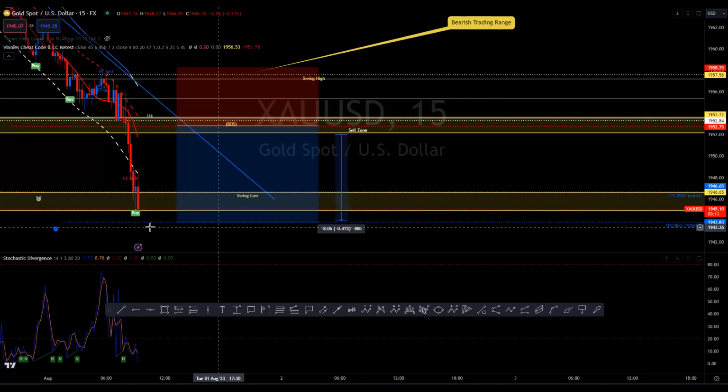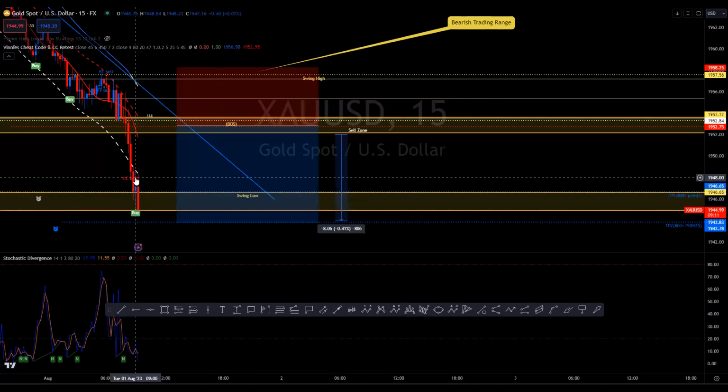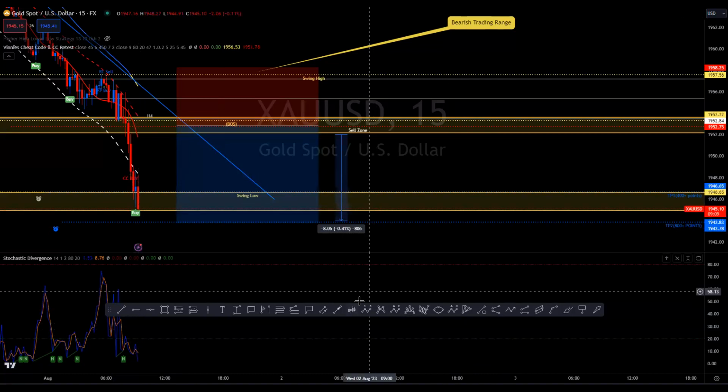All right, so I went ahead and did a sell because price is pushing back. So this was probably our counter trend buy here. Let's see how I do.